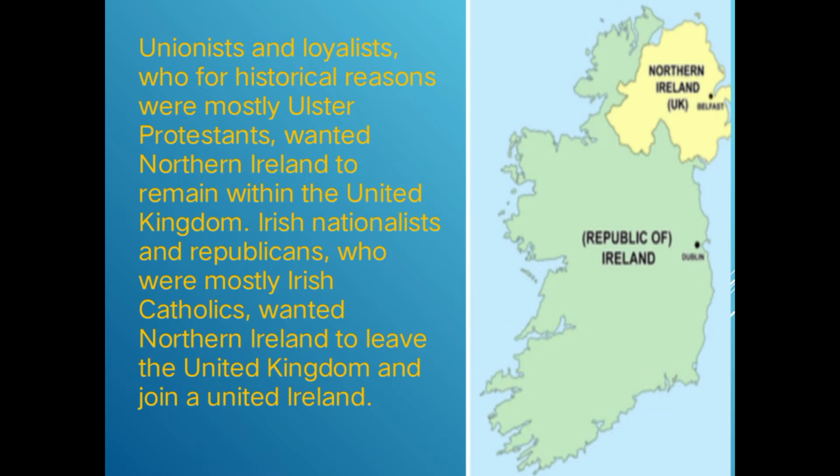Unionists and loyalists, who for historical reasons were mostly Ulster Protestants, wanted Northern Ireland to be part of the United Kingdom. Irish nationalists, those people who were Republicans, wanted the country to be a republic and the northern part should not go away. That was their expectation.